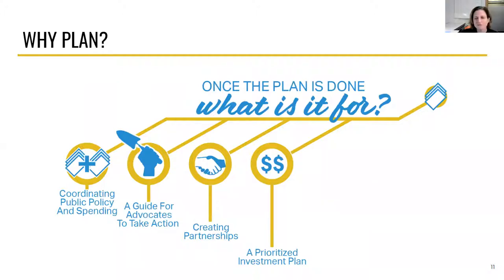So what is this for? For any plan, it's to create a shared vision of a community for the future, to coordinate our public policy and spending, to create partnerships and opportunities, and to have an investment plan. So really having that shared consensus among the community so that we can advocate and lobby together for the same change that we're seeking.